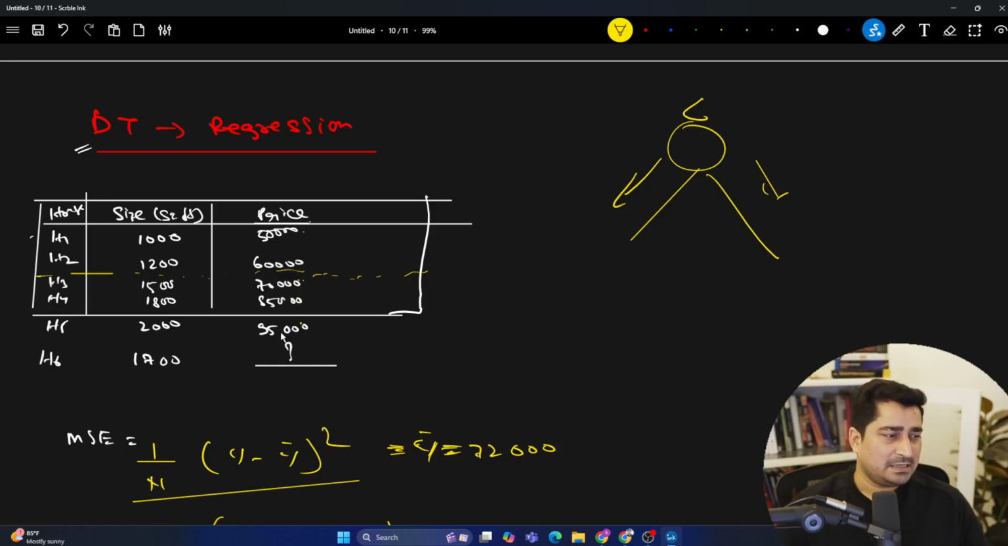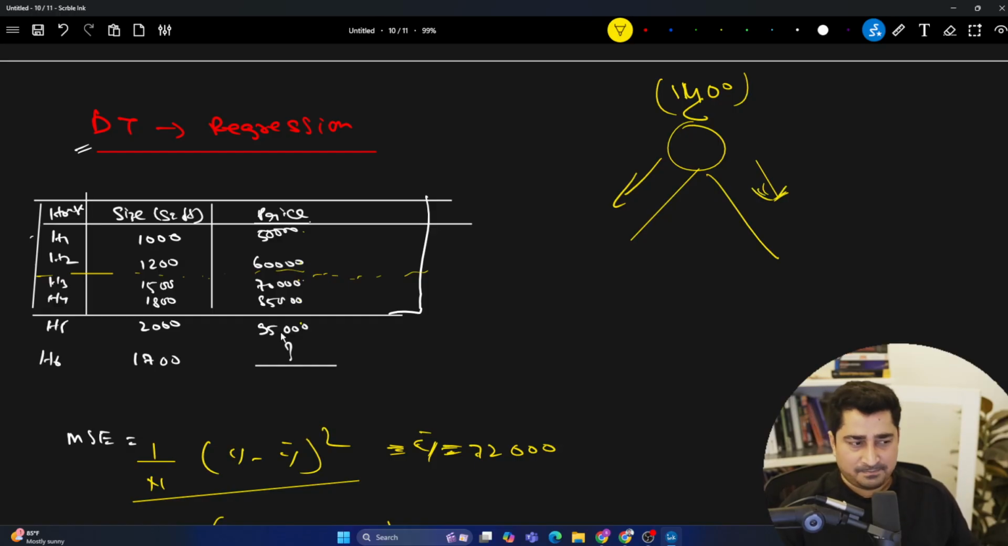Let's suppose I'm saying that the split size is going to be 1400. If the size of the house is lesser than 1400, come to the left-hand side. If it is greater than 1400, come to the right-hand side. So I'll try to split the data based on 1400. As of now, it could be 1700, it could be 1800. We'll do the experiment, do the math, and check which one is working well for me. So let's split the data based on 1400: lesser than 1400 goes on this side, greater than 1400 goes on that side.